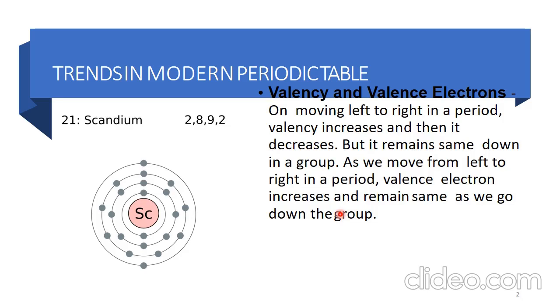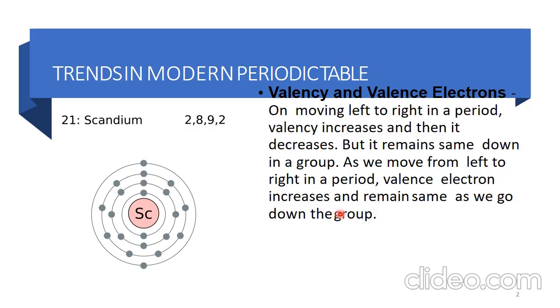Let us explain the period by writing the electronic configuration. I'll take the example from sodium to argon. Sodium has electronic configuration 2,8,1, magnesium 2,8,2, aluminium 2,8,3, silicon 2,8,4, phosphorus 2,8,5, sulfur 2,8,6, chlorine 2,8,7 and argon 2,8,8. So the valency of sodium will be 1, magnesium 2, aluminium 3, silicon 4. Now phosphorus it is 3, then sulfur it is 2, chlorine it is 1 and argon is 0.